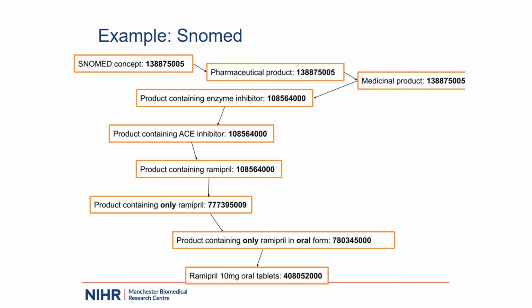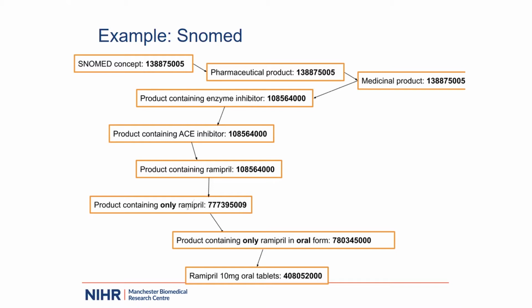Within medicinal product, before we went straight to ACE inhibitor, but now there's another category which is just products containing enzyme inhibitors, of which ACE inhibitor is just one example. ACE inhibitor goes to ramipril, that's the same as before. But you notice now there's a separation. You've got a code for a product containing ramipril.